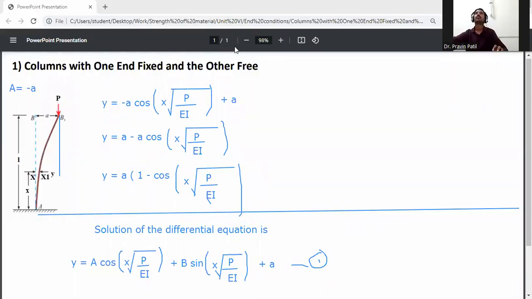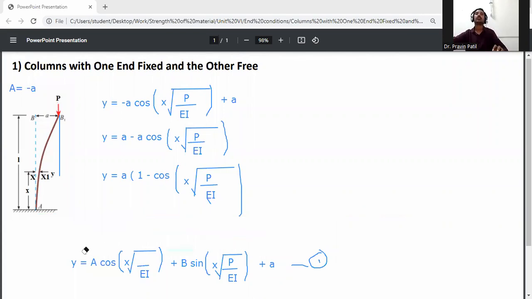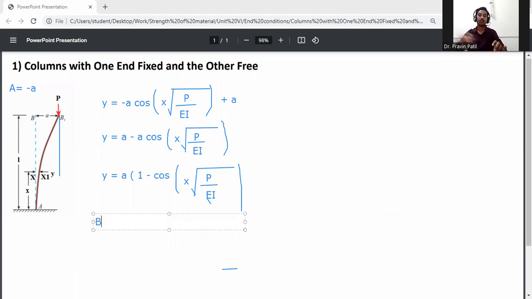Okay. So apply the second boundary condition. When x is equal to L and y is equal to a, put this in this equation.